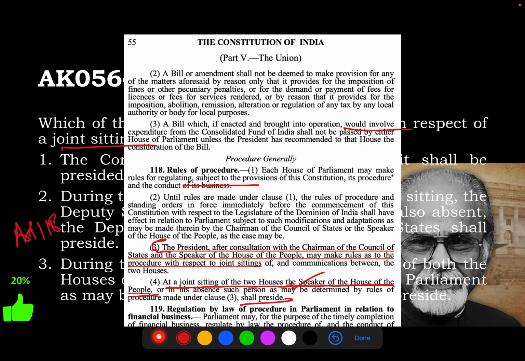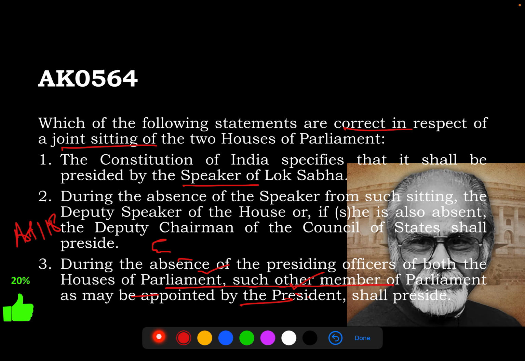Then further, if you see clause 3, it says the president, after consultation with the chairman of the council and the speaker, may make rules as to the procedure with respect to joint sittings. So if the speaker is not there, then in their absence, these are the rules which help us decide what will happen. So that's the second statement: during the absence of the speaker from such sitting, the deputy speaker of the house, or if he or she is also absent, the deputy chairman of the council shall preside. Now, this is a correct statement. This is as per the rules. So the first and second statements are both correct.